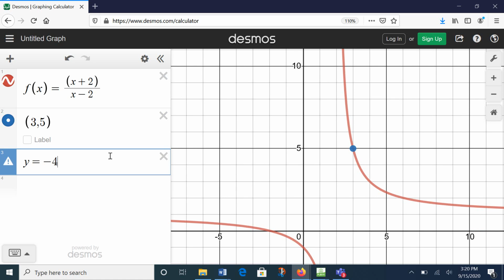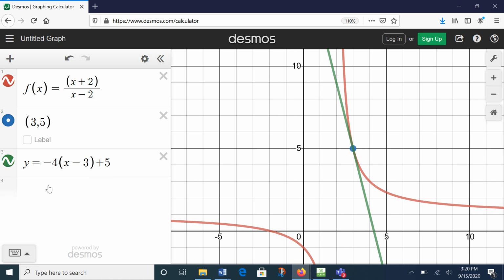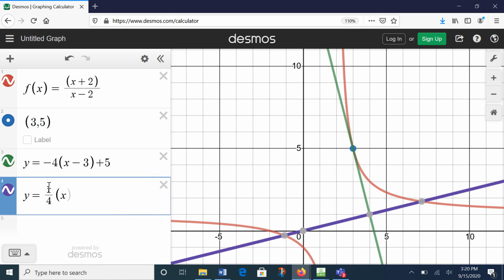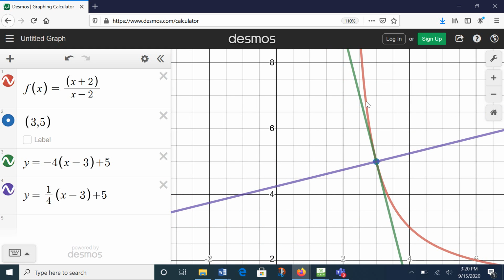So y equals negative 4 times (x minus 3) plus 5. There you have it. That's good. And then the normal line is y equals 1 over 4 times (x minus 3) plus 5. And awesome, there it is. You can see here in the red is the curve, and then the green is the tangent line at the point (3, 5), and then the purple is the line that is perpendicular to the tangent line at that point. So cool.